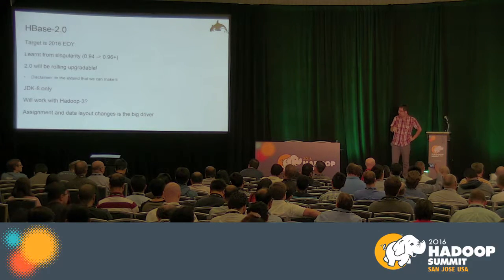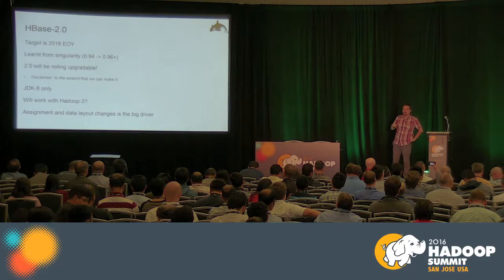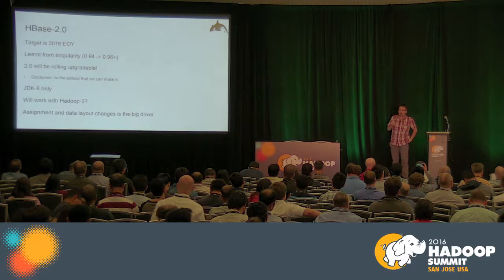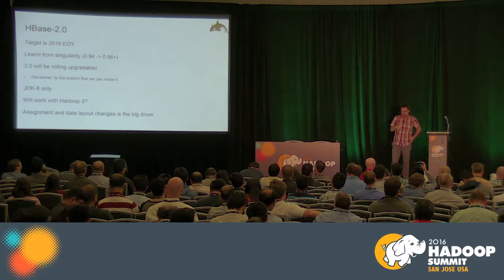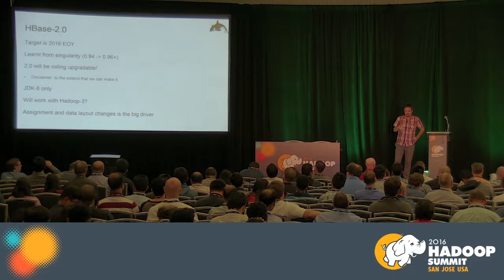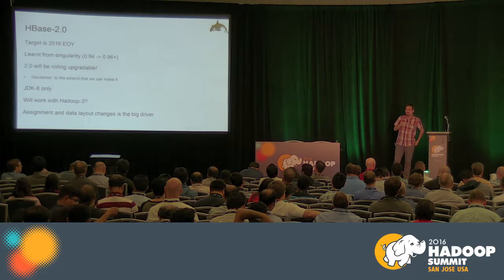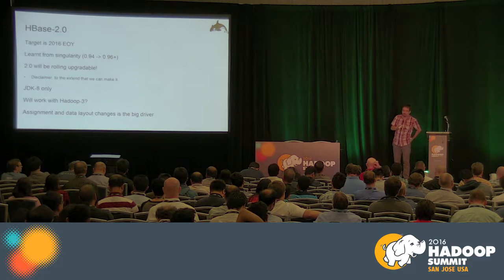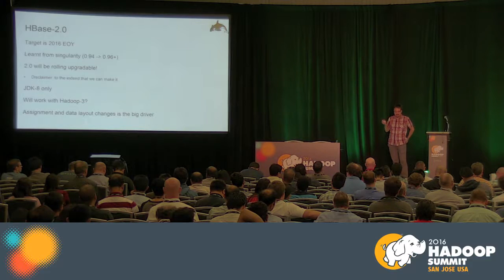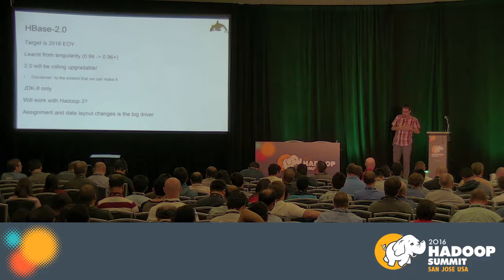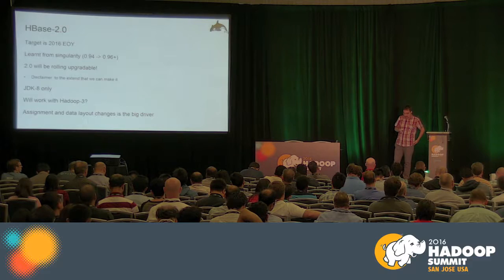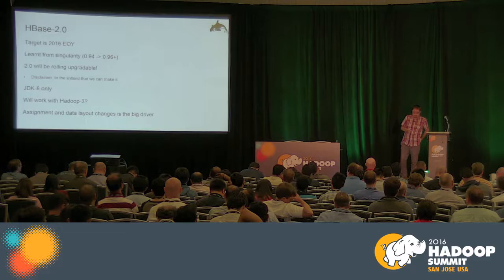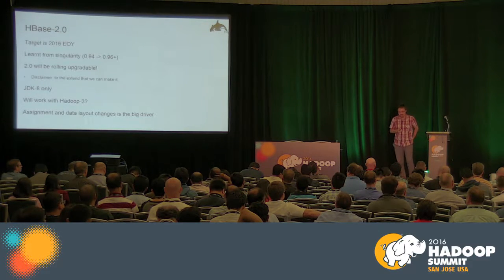So we are trying to make 2.0 rolling upgradable from 1.x releases. If we can do that, which we are trying to do, then it means that you can do a rolling upgrade between, let's say, 1.3 to 2.0, and the availability of your applications won't be affected, and you can do it in a much safer manner. It will probably be JDK 8 only. If you're not using it, start using it immediately. I think JDK 8 is so much better.